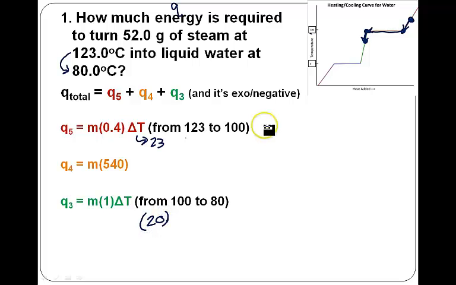So let's plug in the numbers that we are given. The mass in each of these cases is 52 grams. So 52 times 0.4 times 23.